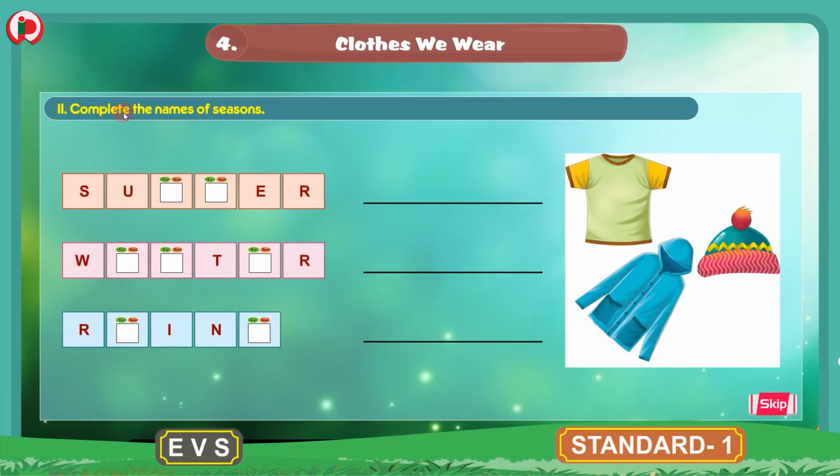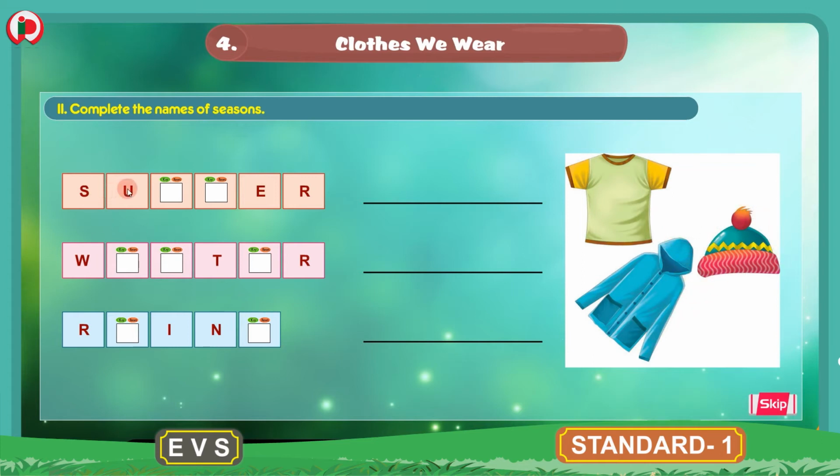Two. Complete the names of seasons. Children, here these are the names of the seasons, but the word is incomplete with the missing letters. We have to write the correct missing letters and complete this word of the season name. And here some pictures are given as clues. These are the clothes which we wear in different seasons. So this is a t-shirt, this is a raincoat, this is a woolen cap.